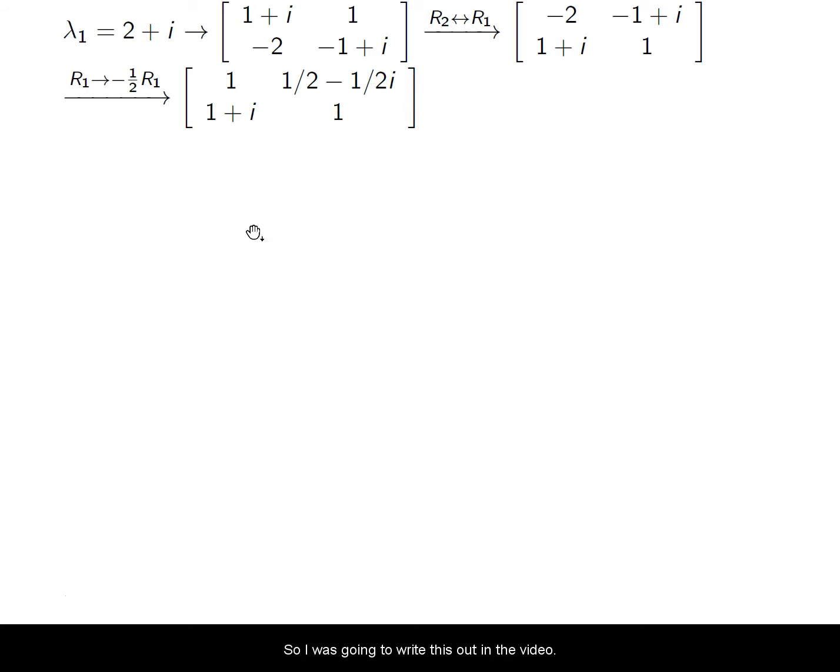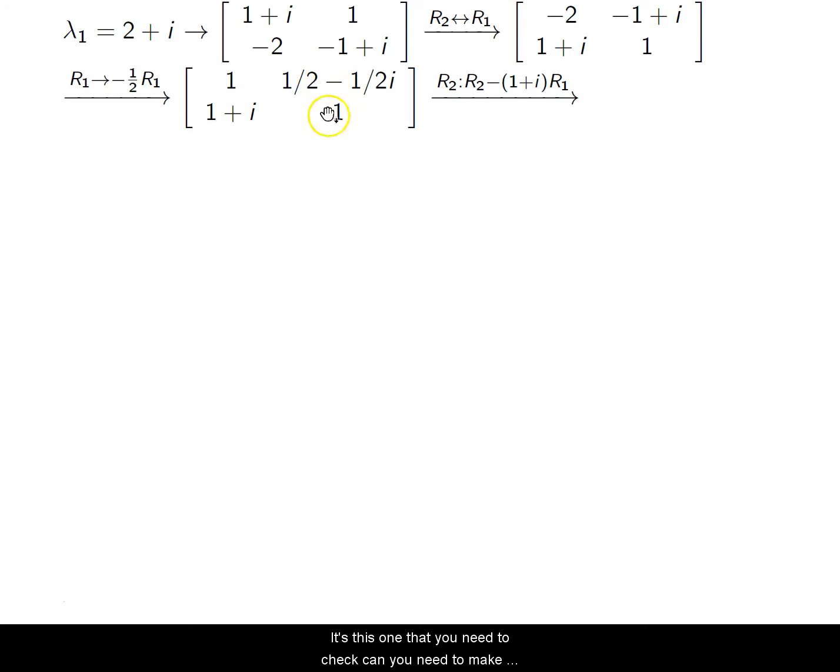Right. So I was going to write this out in the video, but I'm going to implore you to do some scratch work on the side for this next one, just to verify that it's true. Okay. I need to get rid of this entry. So R2 is going to become R2 minus this value times R1. Notice that this negative sign will distribute here. This goes away. That's easy. I designed this so that goes away, it's this one that you need to check. You need to make sure that what you get here is correct.